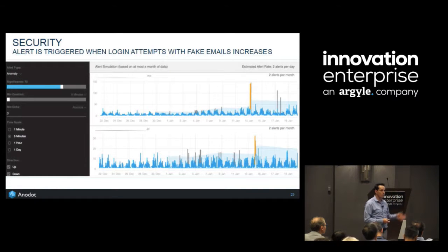Other example, security. Getting back to Anodot, we are not focused on security, but a lot of the time we have customers using us also for security use cases. So this is an interesting example. This is looking at the number of attempts with fake emails that happen on a website. Always when people are trying to enter a website, they will sometimes make a mistake on the email. But when you have a peak like that, then you understand that this is an attack.